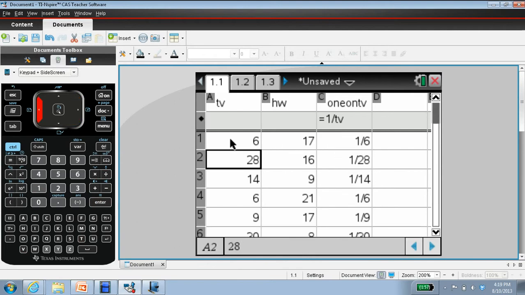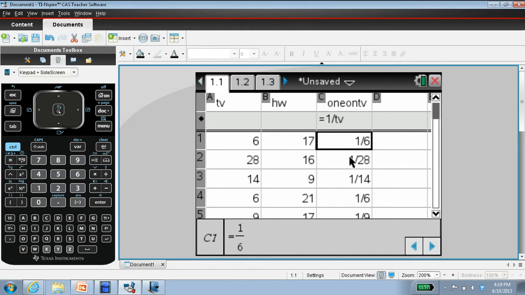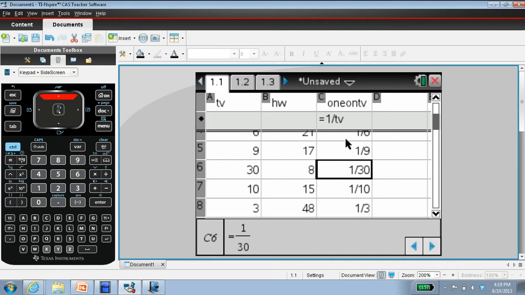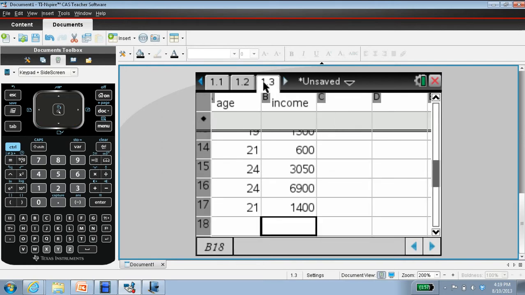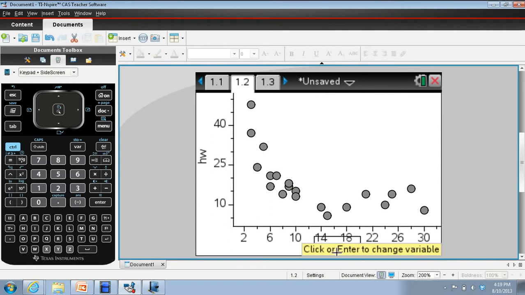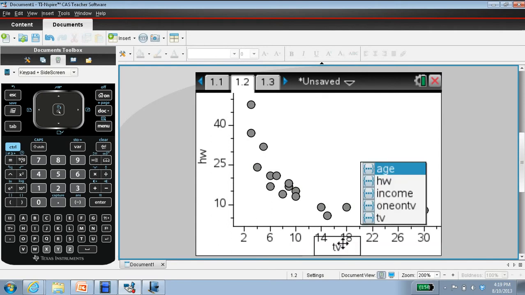28, 1 divided by 28. If you're getting decimals in this column, that's okay. They should all be less than 1 though. They should all be small decimals. Okay, I'm going to go back to my scatter plot now, and I'm going to change this axis to 1 on TV.